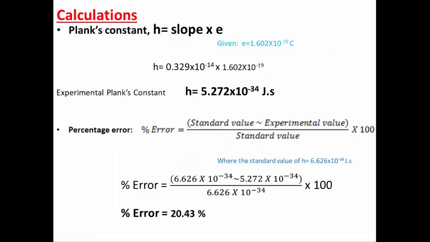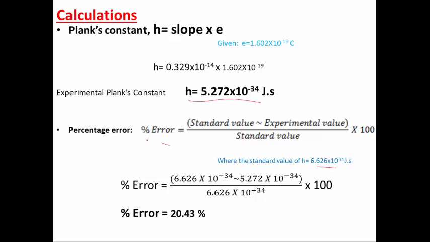Now, let us see the Planck's constant determination. For the Planck's constant determination, we are using the equation H equals slope into E. Slope is the value which you have obtained from the experiment. The slope you obtained is around 0.329 into 10 power minus 14, and E is the basic charge, equal to 1.6 into 10 power minus 19 coulomb. If you multiply it, finally we will get the Planck's constant as 5.272 into 10 power minus 34 joule second. Now, the standard value of H is around 6.626 into 10 power minus 34 joule second.